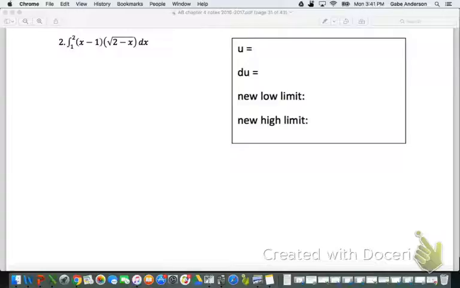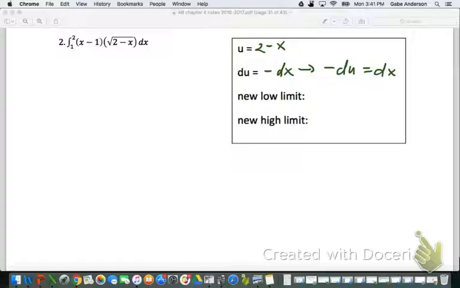Watch the video to help you out, see how you're doing. But as always, we're going to make our u the inside function. So u is equal to 2 minus x, and du equals negative dx. And like we did before, we're going to solve for dx, which would be negative du equals dx.